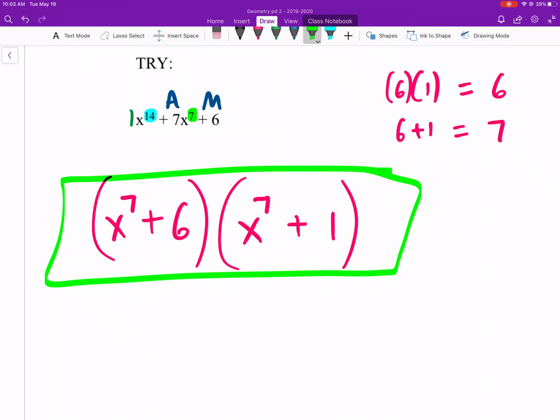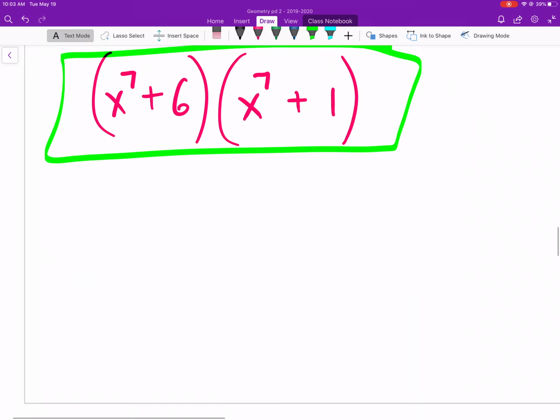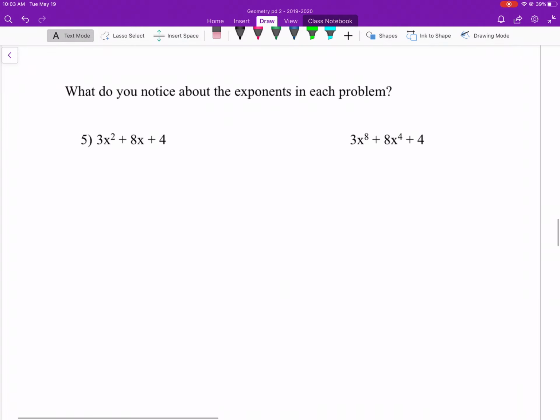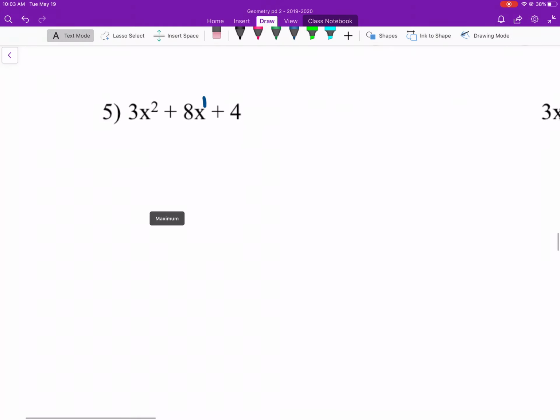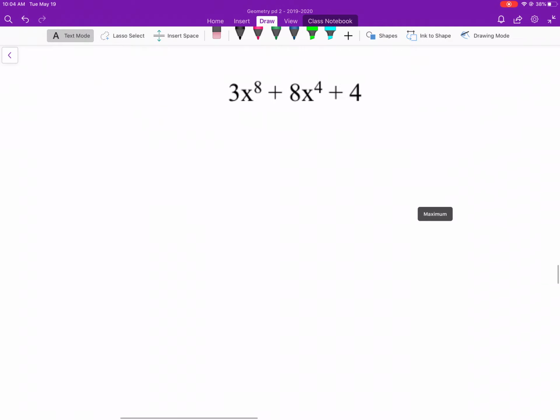So those are a couple of different ways you could think about it. And check your answer. Box method, GeoGebra, whatever. You can see that you did it correctly. Next, what do you notice about the exponents in each problem? Once again, that's an exponent of 1, so the exponents go from 2 to 1. It's sort of like that 2 to 1 ratio. Same idea here. They go from 8 to 4. That's the same ratio. The exponents are basically getting divided by 2.